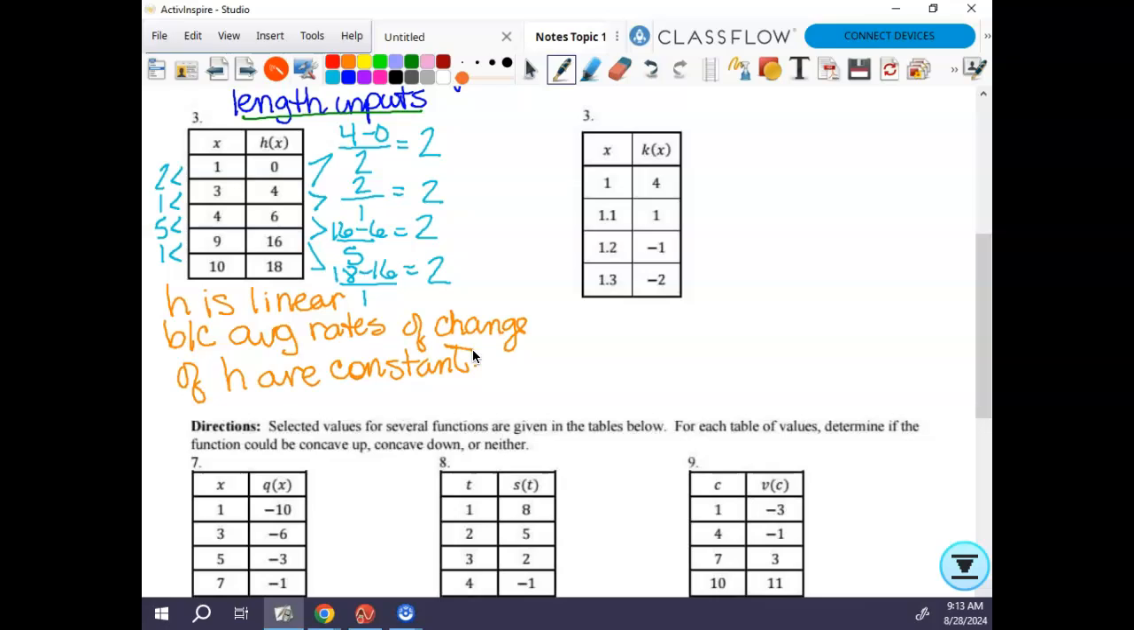But all right, so we're still going to look at differences here, right? And so 0.1, 0.1, 0.1. I have equal length input value intervals. And so if you recall, in Algebra 1, when you were trying to figure out, is this linear or quadratic, because those are the same things that you did, right?